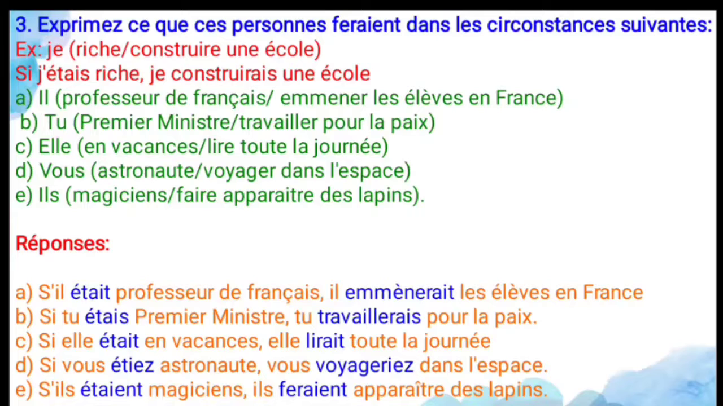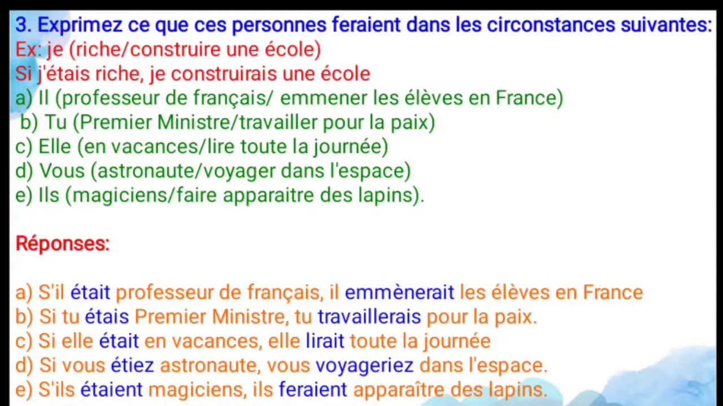Il as a subject and professeur de français, that is French teacher, and emmener les élèves en France. So take the students to France. So the answer is C, s'il, that is s apostrophe il. Why? Because the subject begins with what? Vowel. So s'il était professeur de français, so if he were a French teacher, il emmènerait les élèves en France. So here the emmènerait verb, it's a regular verb only, but you have to add the accent grave. So emmènerait les élèves en France, it means if he were a French teacher, he would take the students to France.